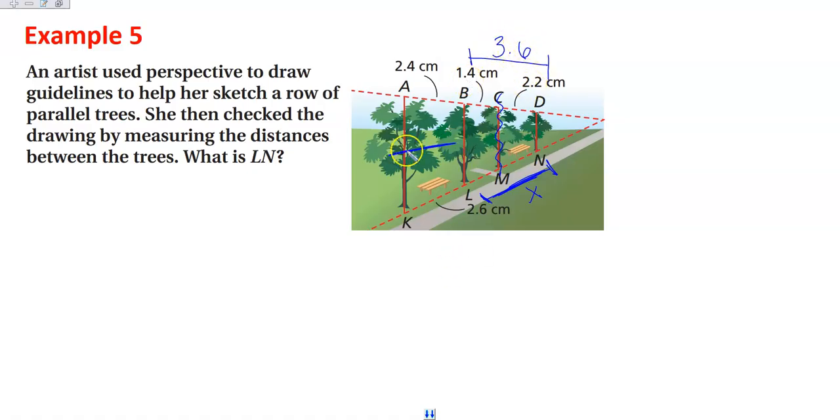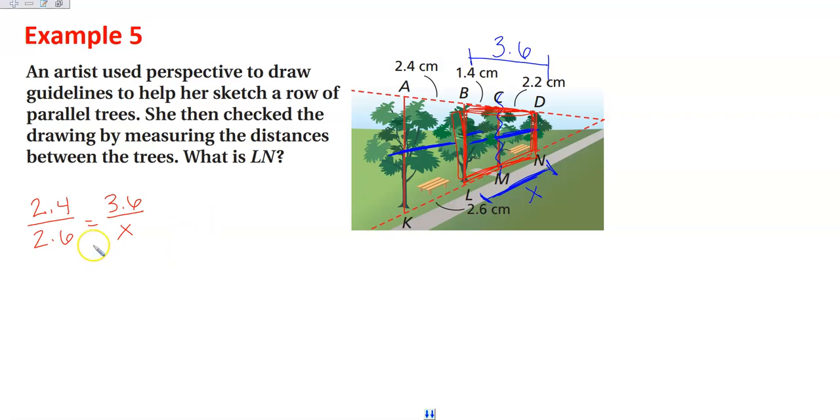And now I'm going to set up my fraction bar, my equal sign, and my fraction bar. So what I'm going to get here is 2.4 over 2.6 is equal to the whole length of BD, which is 3.6, over what I'm looking for, which is LN, which is x. All right? So I'm basically just looking at this whole chunk.